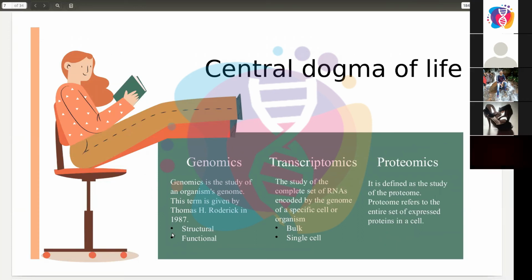The second one being transcriptomics. Now, transcriptomics is essentially the study of RNA, which is basically the genes that are coded by the genome of a particular cell or organism. With the recent advances in sequencing, we have two types of transcriptomics that can be done. One being bulk cell transcriptomics, and the second being single cell transcriptomics. I will get into the details of this later as we progress with the presentation.